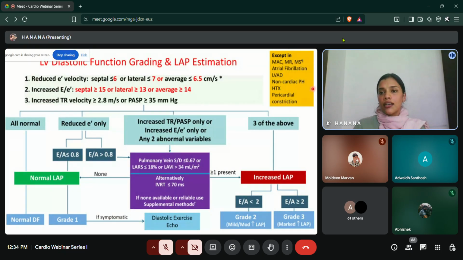So there are exceptions in this flow chart: in cases of mitral annular calcification, MR patients, MS patients, atrial fibrillation patients, left ventricular assist device, which is used for increasing the pumping of the heart, non-cardiac pressure, hypertensive patients, and pericardial constriction patients. These are the cases where we cannot do the whole chart, where we can skip something and take some other things. Okay, I'm not going into much detail about that here.